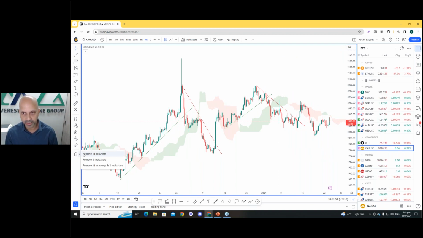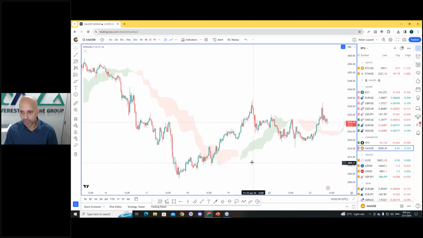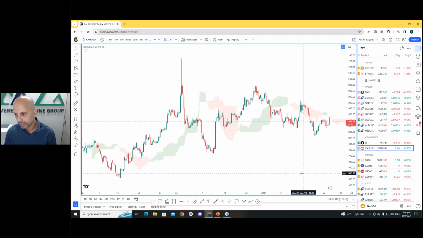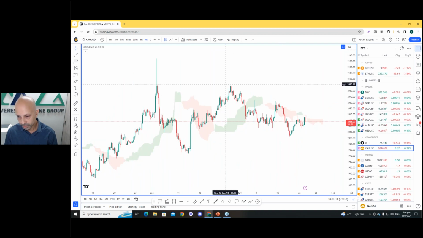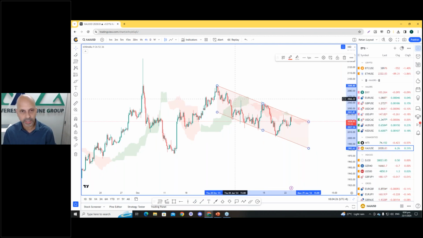So let's just say I'm a trader who trades on the 30-minute charts. How am I going to identify the current trend? I'll start with the 4-hour time frame first. I'll use the 4-hour time frame to try and identify the overall trend first, right? So on at least the 4-hour time frame, we can see that price is still trading within the bearish channel.